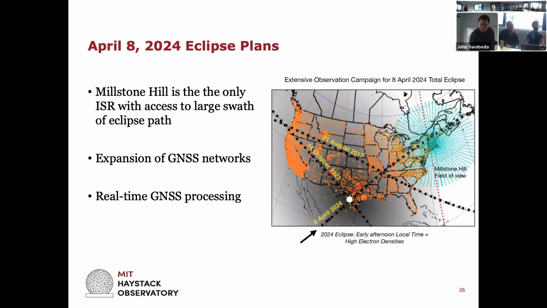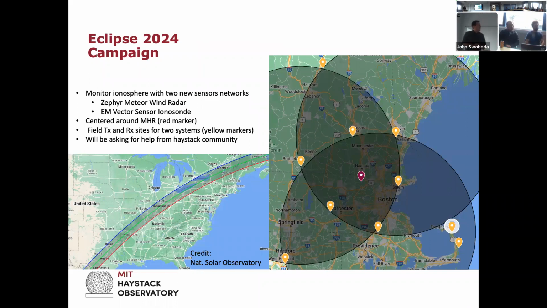For us, Ryan and I have a bit of a different sort of issue ahead. Not only are we trying to measure this eclipse, but we also want to show that our systems work, that we're getting good measurements out of it. So we need a bedrock sensor, and we have one. It's the Millstone Hill Incoherent Scatter Radar, which is the red dot right there.